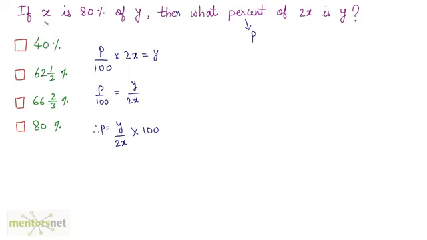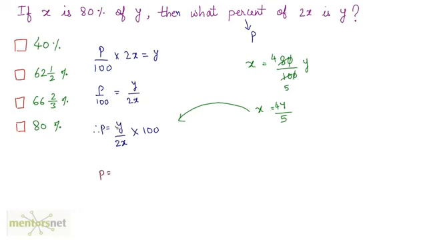So what is given to us? X is 80% of Y. So X is equals to 80% of Y. So 80 upon 100 Y. So these zeros and these zeros get cancelled out. 2 4s are 8 and 2 5s are 10. So X is equals to 4Y by 5. We can put the value of X here, from which we can get the value of P.